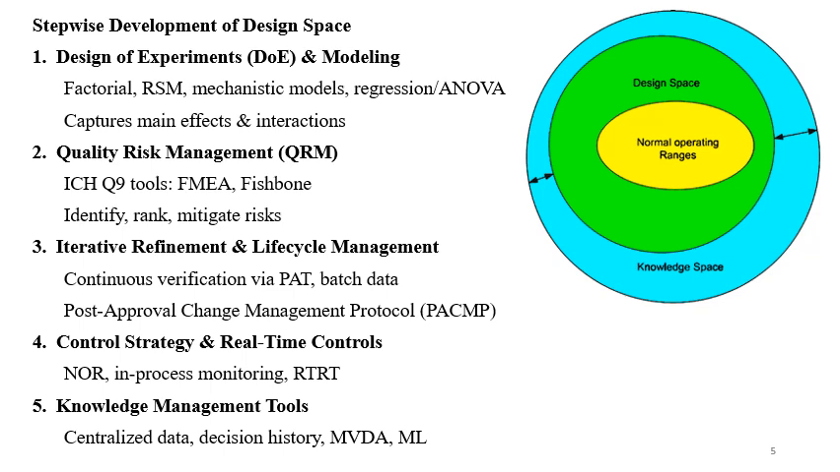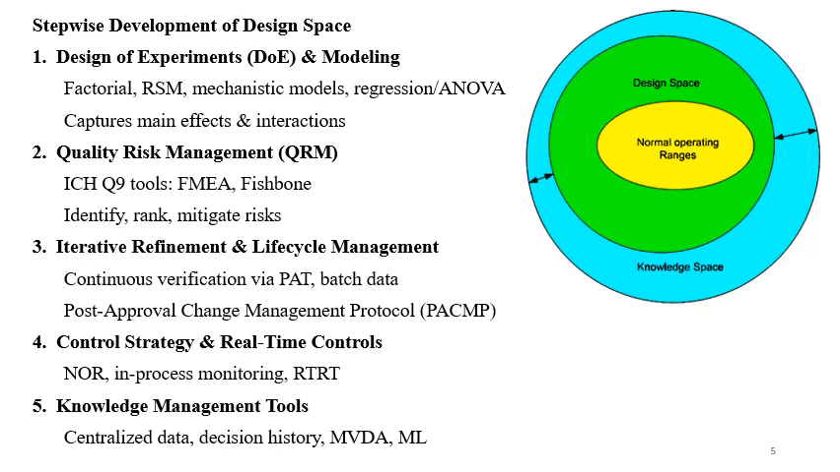Then quality risk management, that is QRM. Go through the ICH Q9 tools, FMEA, Fishbone, and identify, rank and mitigate the risk. Here the risk of mixing time onto the uniformity. Then refinement and life cycle management. So for this, continuous verification via PAT, batch data. You might have heard regarding the annual quality review. Then post approval change management protocol, PACMP, to have the management for the product. It is called as life cycle approach for the product management.